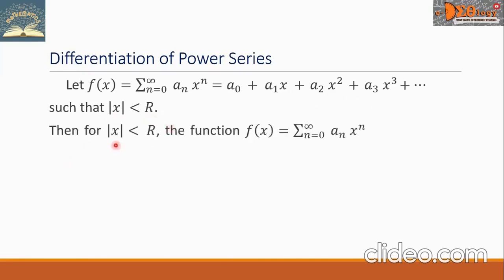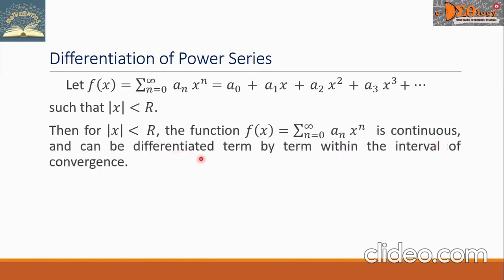Then, for absolute value of x less than R, the function f of x equals the summation from n equals 0 up to infinity of a sub n times x raised to n is continuous and can be differentiated term by term within the interval of convergence. The derivative of a power series has the notation f prime of x.